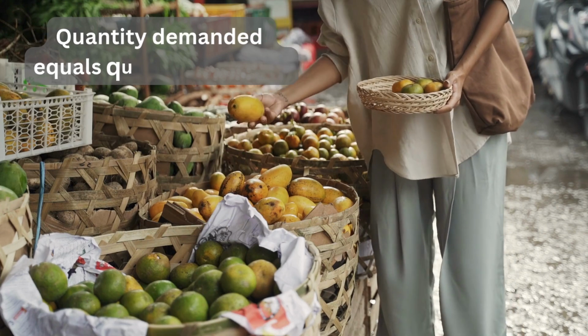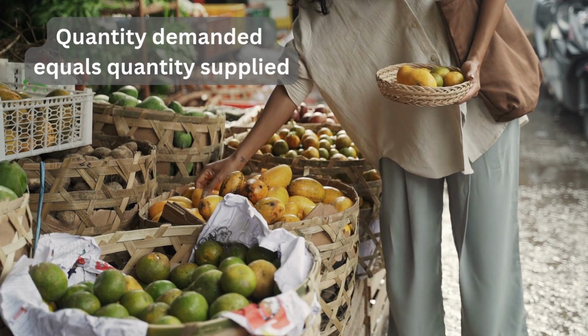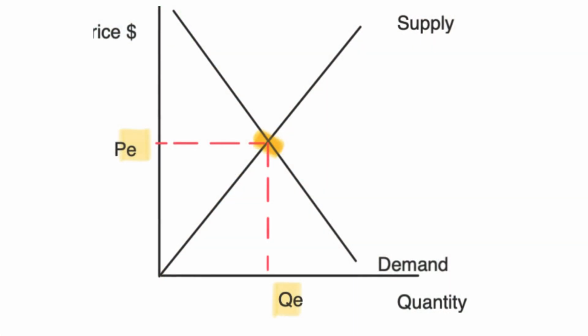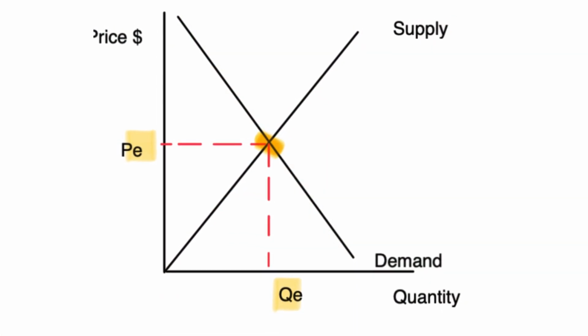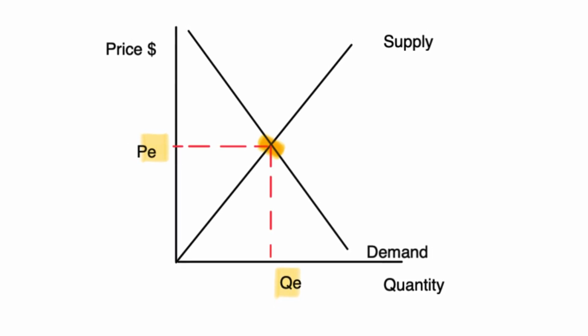Market equilibrium occurs when the quantity demanded of a good equals the quantity supplied. Diagrammatically, this is the point where the demand curve and supply curve intersect. At this point, we get both the equilibrium price, PE, and equilibrium quantity, QE.